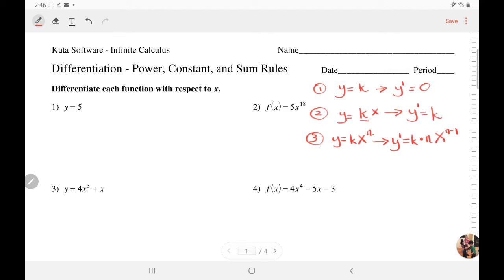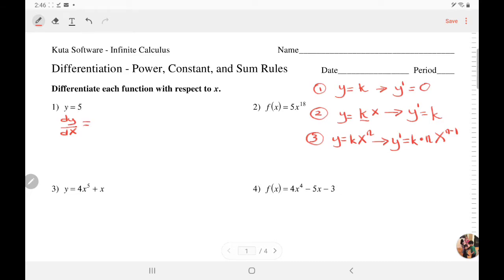And the third rule is if y equals some constant k times x to some power n, then the derivative y prime is k times n times x to the power of n minus 1. You always subtract 1 from the power. So let's go. In number 1, the derivative of y, you can write it either y prime or dy over dx, which means differentiate with respect to x.